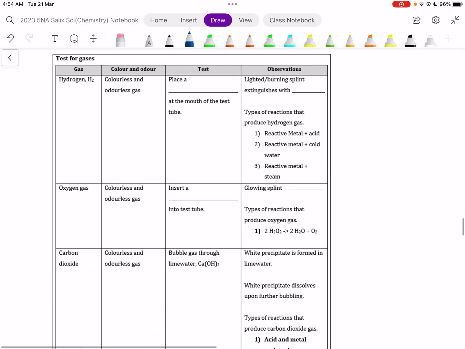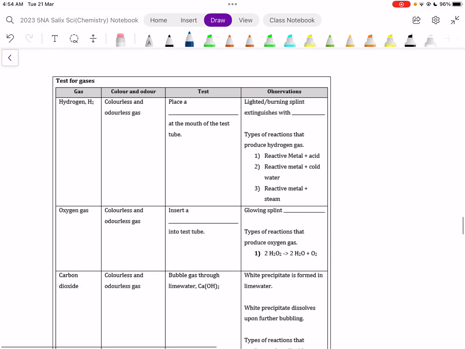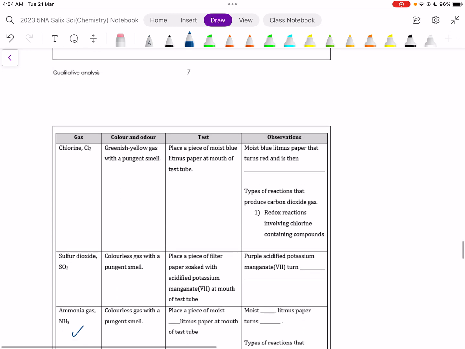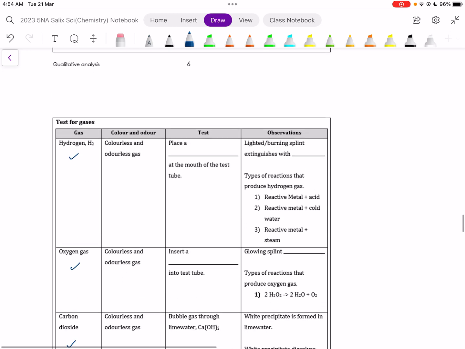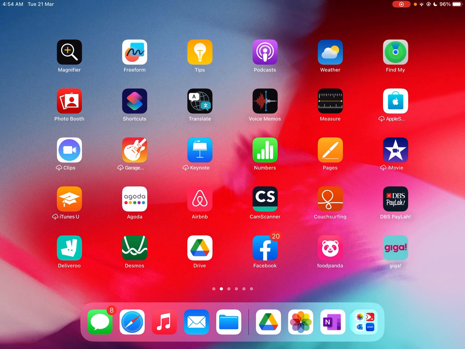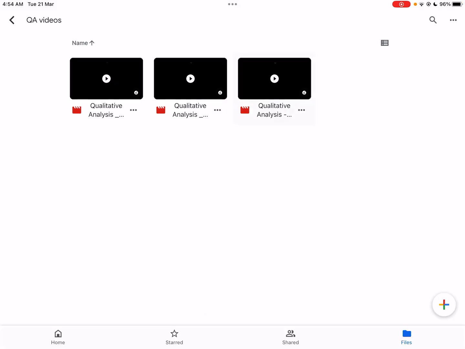Next, the last thing is the test for gases. I think in N level you already learned the first three, plus ammonia gas. So these two are new: chlorine gas and sulfur dioxide. Let's watch a video before we start this part. I should be able to go faster because you already learned most of this before. This is a test for gases. Nothing new, most of it you did before, except for chlorine and sulfur.